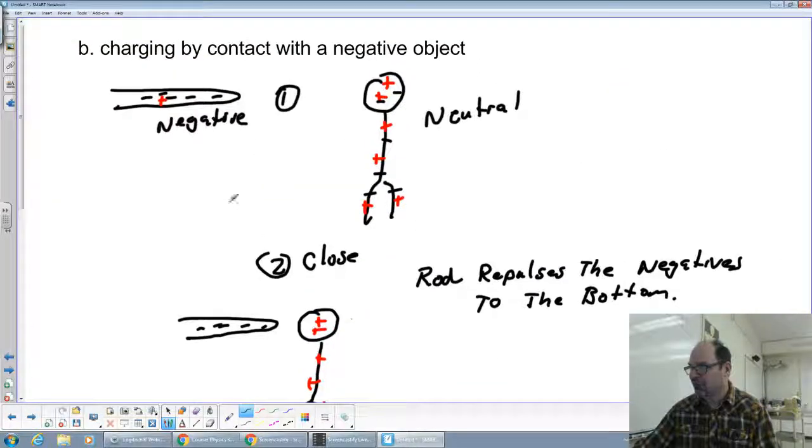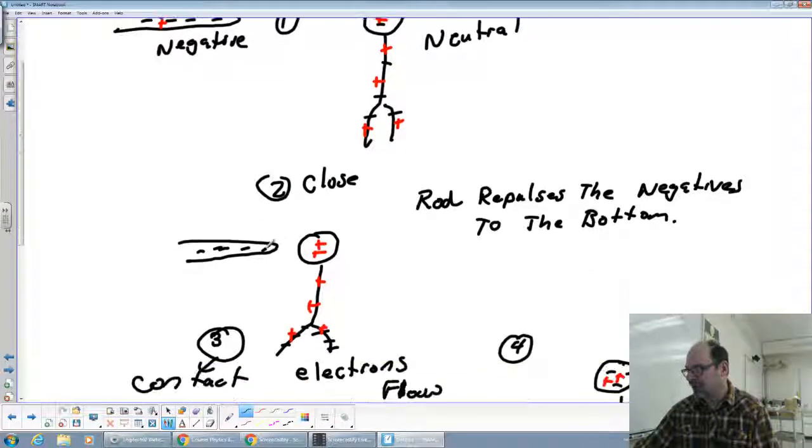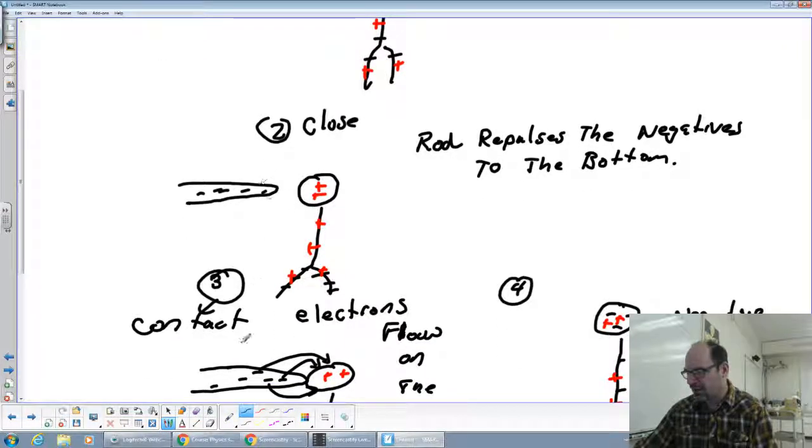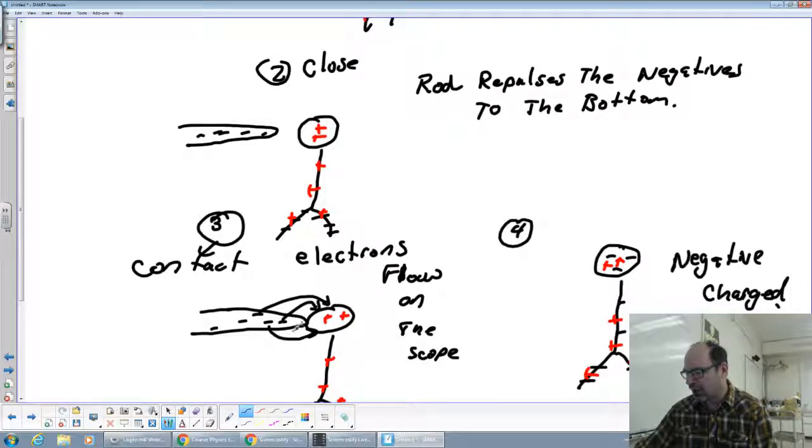So just going through this last one, bring the negative thing, have a negative object with a neutral object, bring the negative object close, causes the negatives to push down away because there's repulsion. Okay, and then when you touch it, because they're all repulsed down here, these ones are attracted. Remember, negatives are the only charges that move. So these attract a few of the negatives onto the scope, and then when you take the rod away, we then have extra negatives left on that neutral object to become now a negatively charged object.